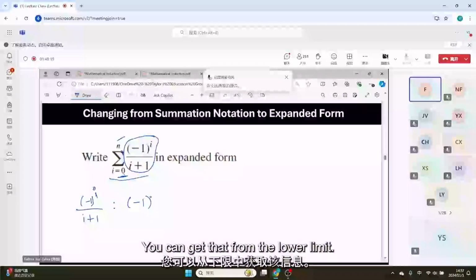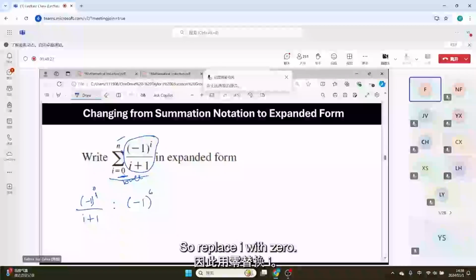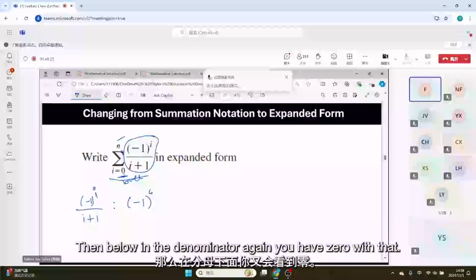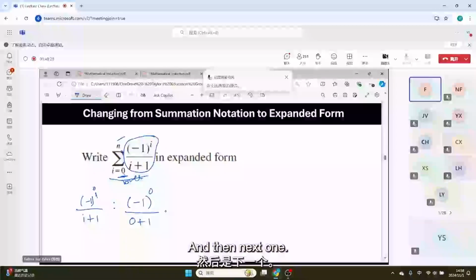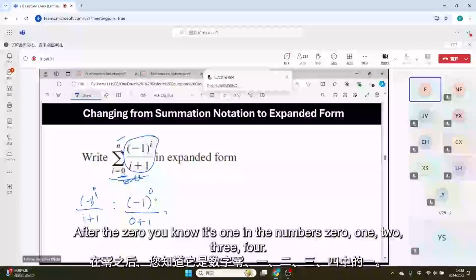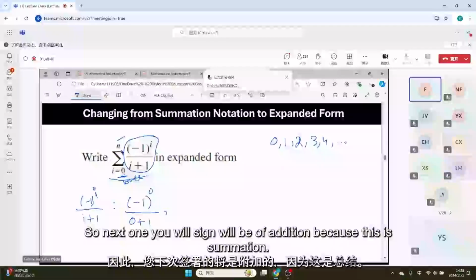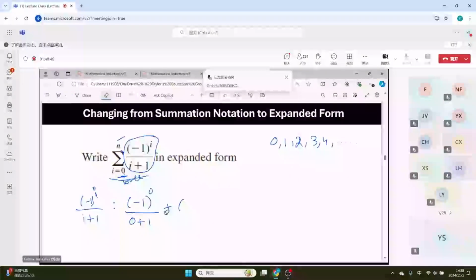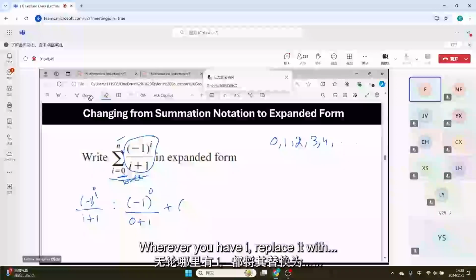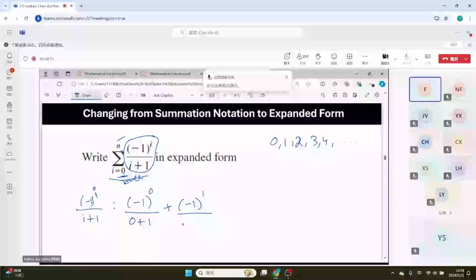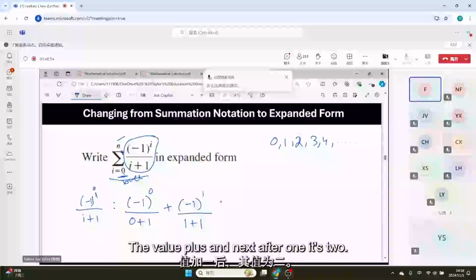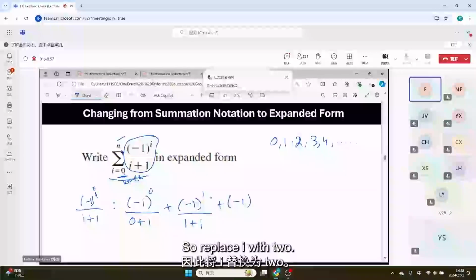You can get that from the lower limit. So replace i with 0. Then below in the denominator, again you have 0 with that. And then the next one after 0, you know, is 1 in the numbers 0, 1, 2, 3, 4, right? So the next one will have a sign of addition because this is summation. The next one after 0 is 1. Wherever you have i, replace it with 1, plus, and next after 1 it's 2, so replace i with 2.